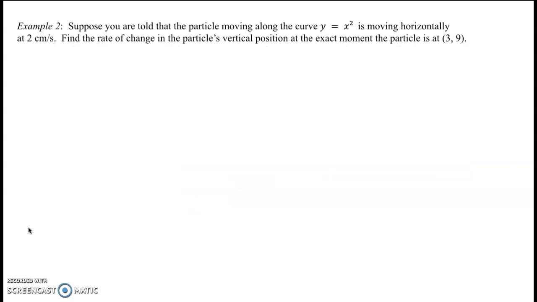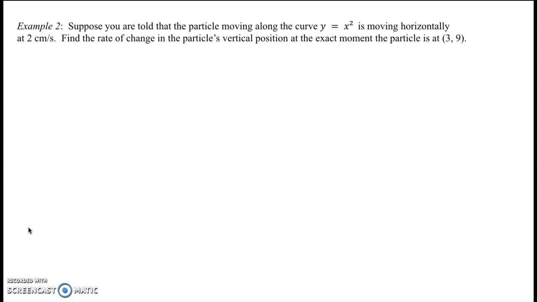All right. So let's look at example 2. It says, suppose a particle is moving along this same curve y equals x squared, and it is moving horizontally at 2 centimeters per second. Find the rate of change in the particle's vertical position at the exact moment that the particle is at the point (3, 9).